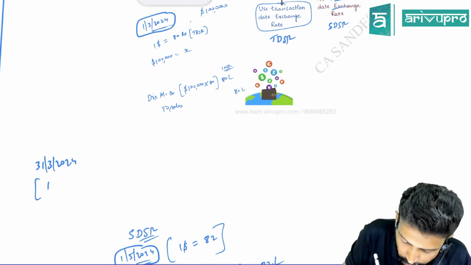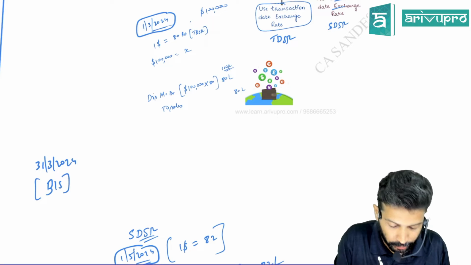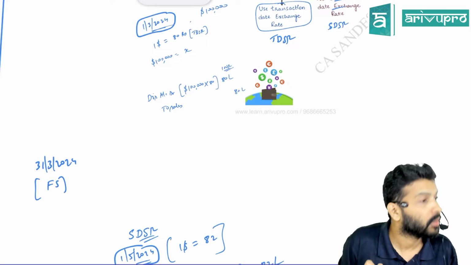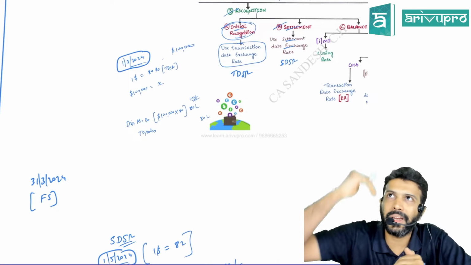31st March 2024 is the date on which you close your books, meaning you prepare your balance sheet or financial statements. Okay, people, all right. So listen to this. This is important.